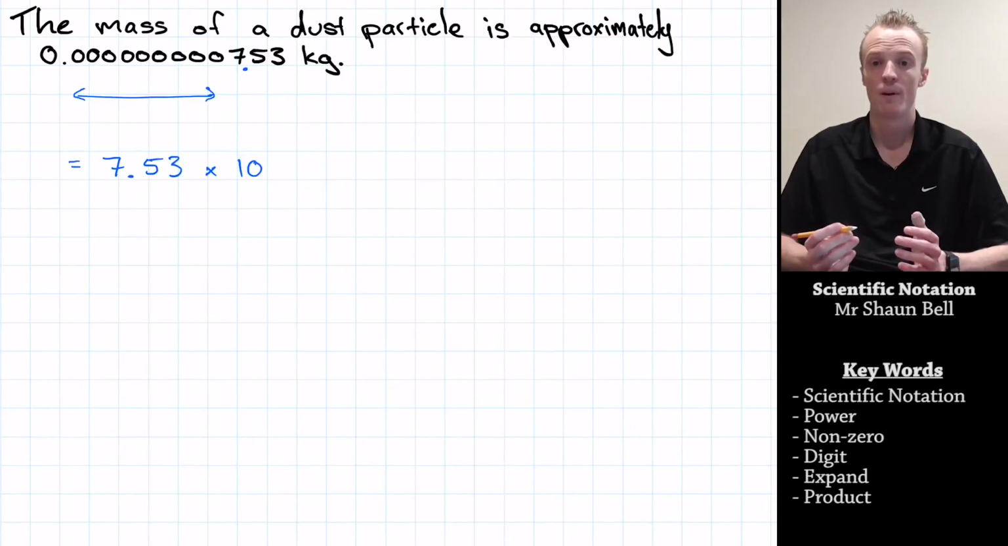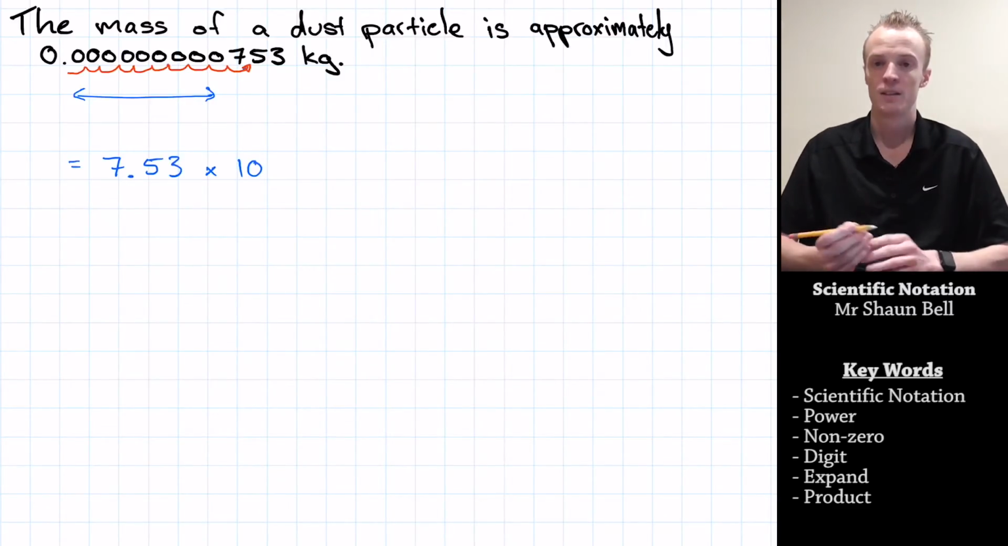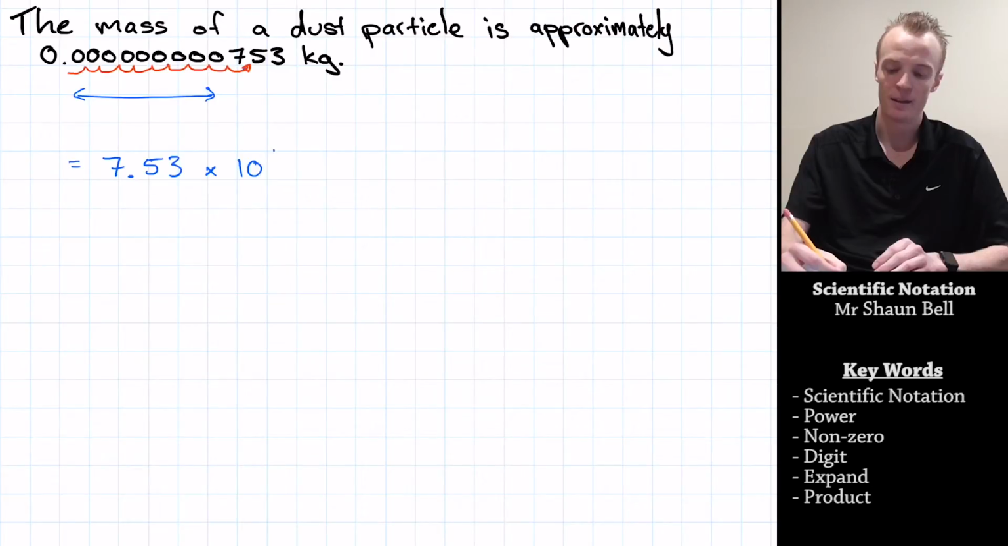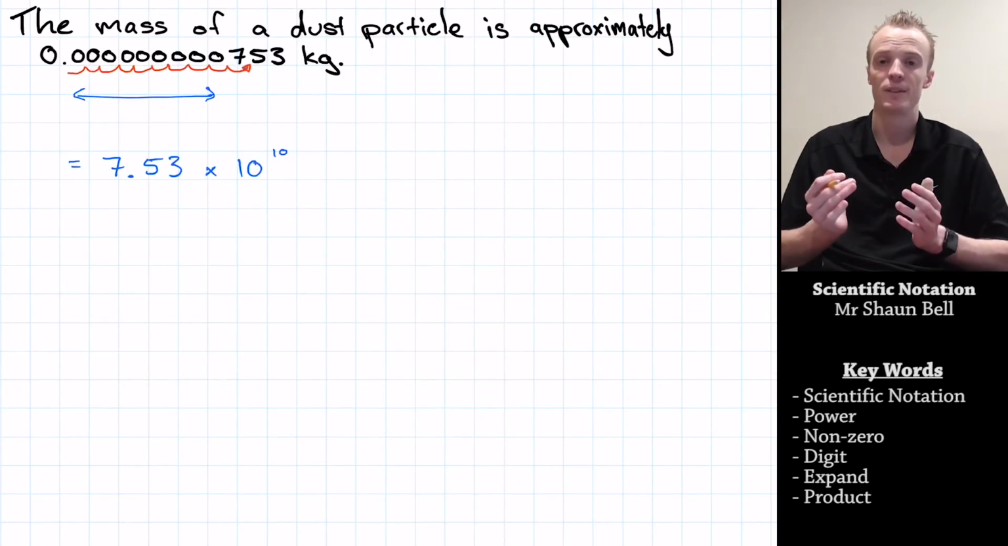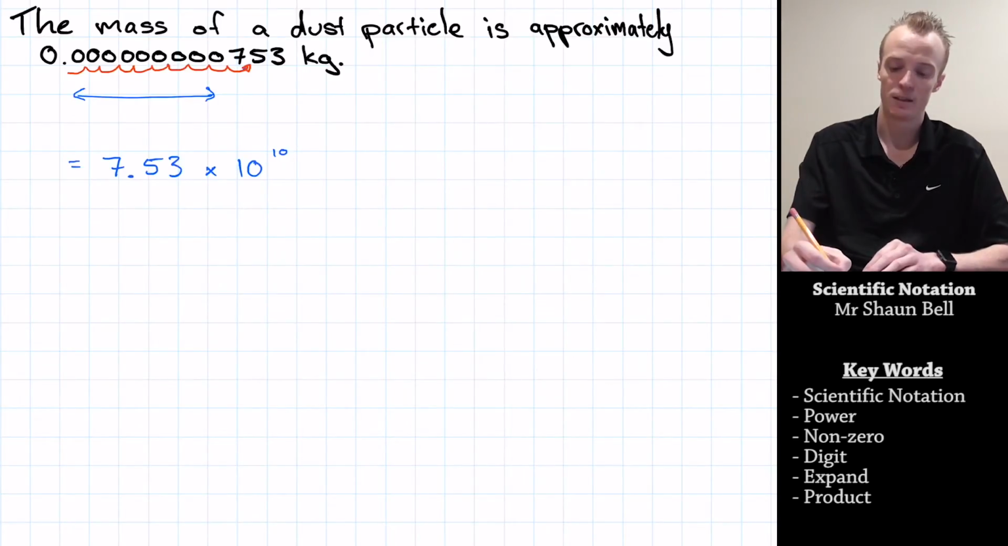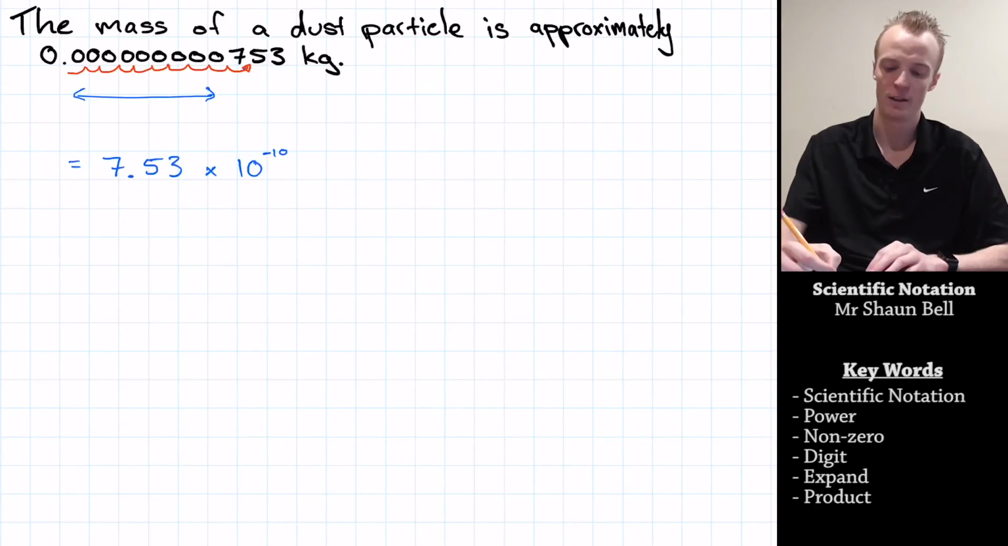Now to work out the power, we need to work out how many times the decimal place moved. So in this case, it's 1, 2, 3, 4, 5, 6, 7, 8, 9, 10 times. So our power is going to be 10. Now the final step is to work out whether we should be using a positive power or a negative power. Now this is a smaller number, so we are going to be using a negative power. So it should be to the power of negative 10. And then finally we need to record our units, which is kilograms.